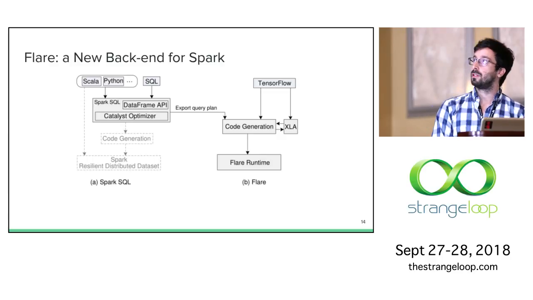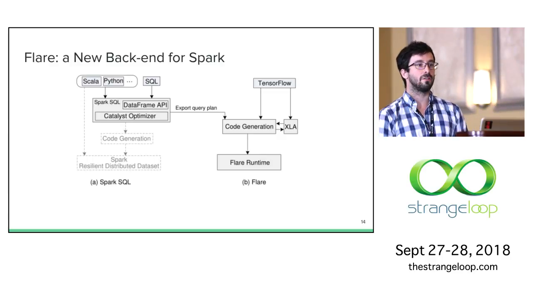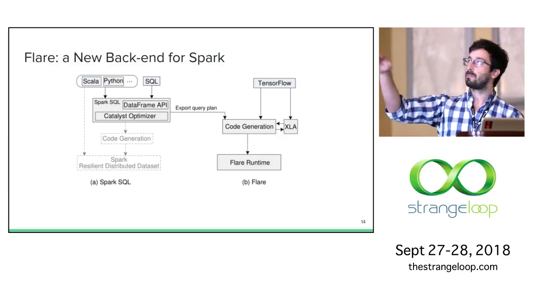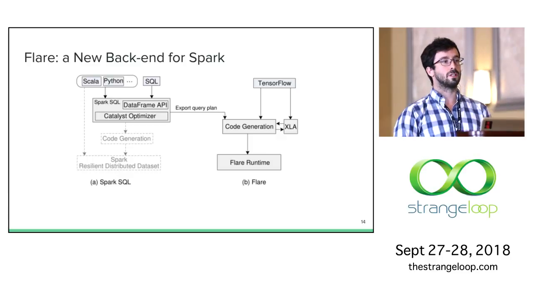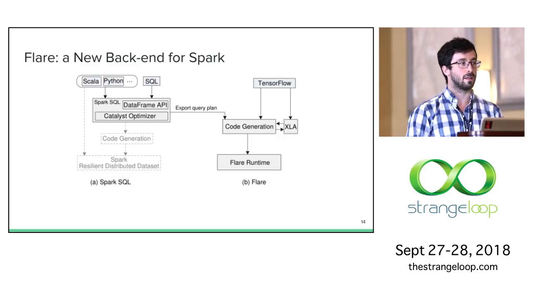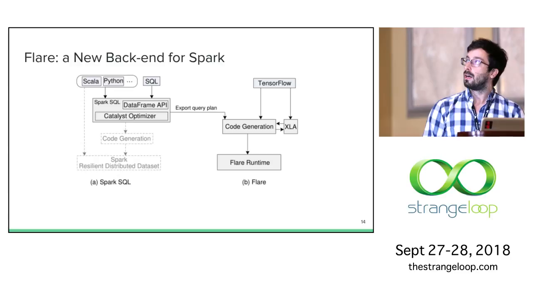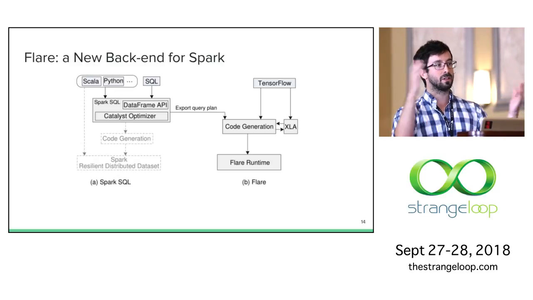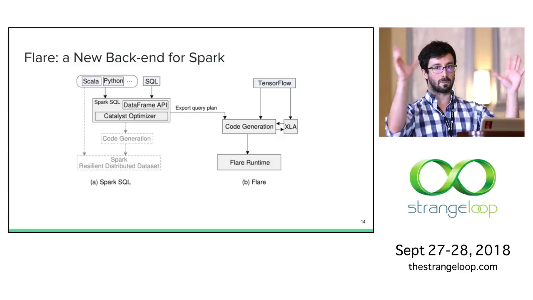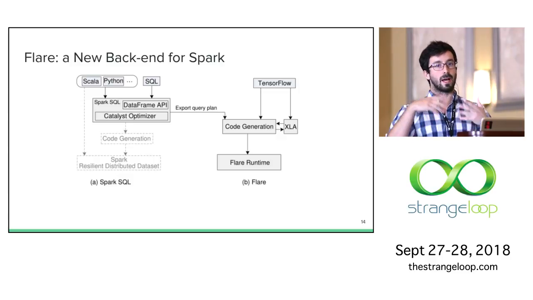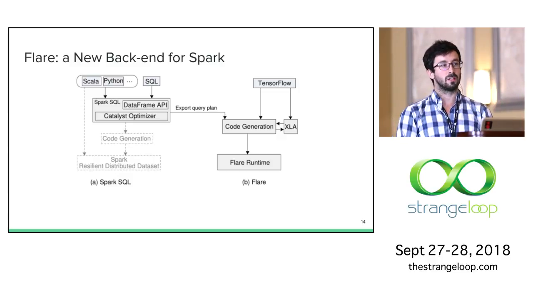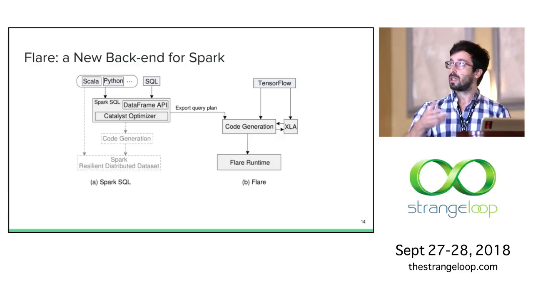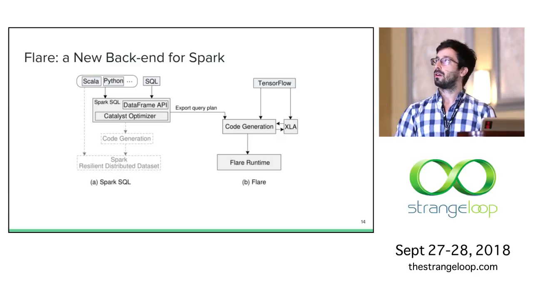So what do we do with Flare? How do we actually achieve that performance? By bypassing the two systems that we think are at fault, right? Catalyst is a SQL query optimizer, everything is done at the high level, right? We have an SQL plan, and we can apply high-level optimization, and Catalyst is doing it very well. So we extract that data plan, and we do our own code generation.